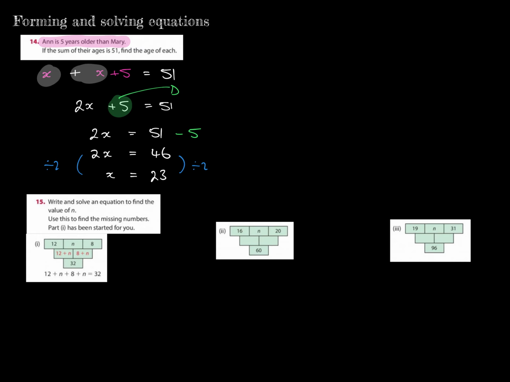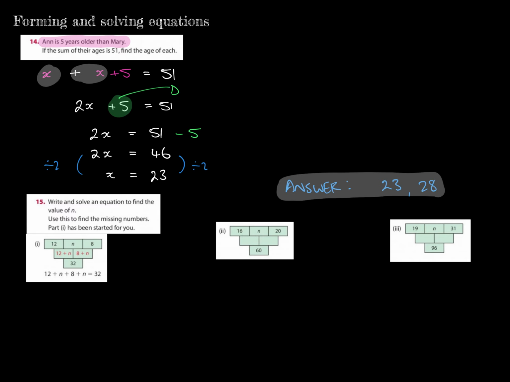Okay, so we'll look at question 15. We're not finished that question yet, so we're just going to finish that off. We know that x is equal to 23, so that's one of the ages. My answer for this question will be that one of them is equal to 23, and the other one will be 23 plus 5, which is 28. And that is that. Okay, so we're going to look at question 15 next.